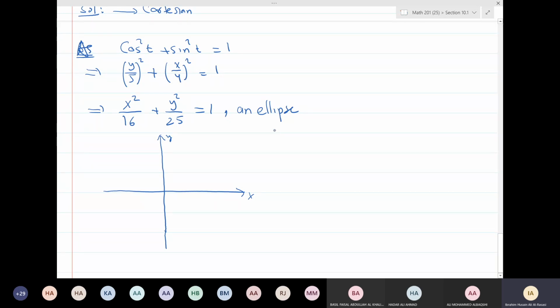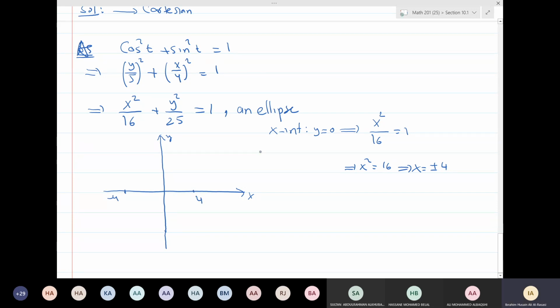What are the x-intercepts? How to find the x-intercept? You set y equal to 0, right? When you set y equal to 0, you get x squared over 16 equals 1. So this means x squared equals 16, plus or minus 4. I have 4 and 0, and minus 4 and 0. So this is minus 4 and this is 4.